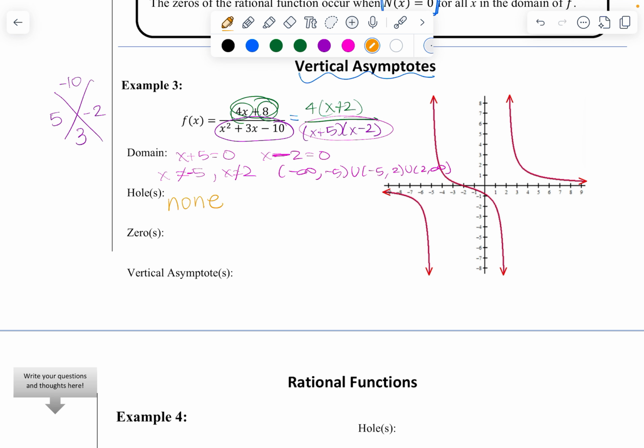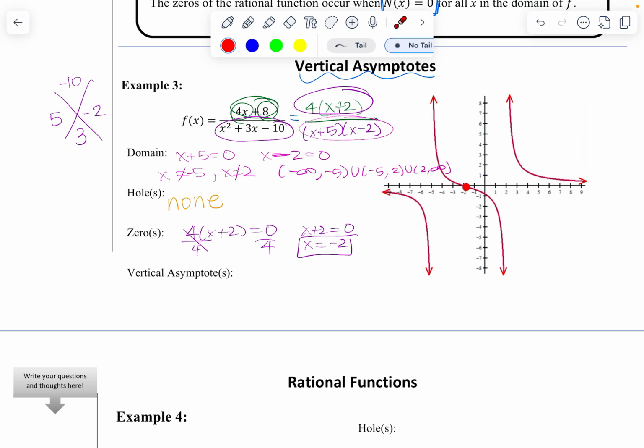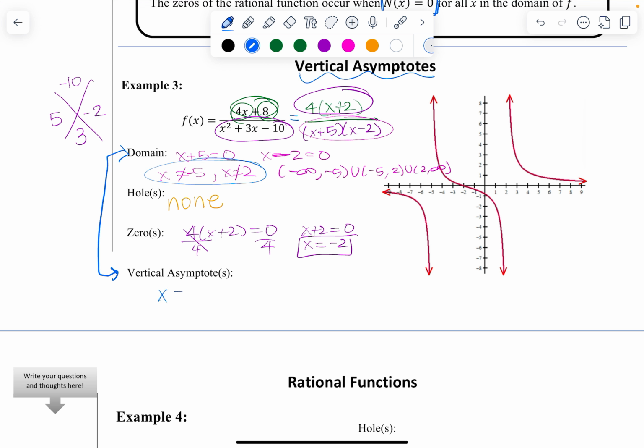No holes. Lastly, we're going to look for the zeros, and this is where we set the numerator equal to 0. So 4 times x plus 2 set equal to 0. If I divide both sides by 4, we get x plus 2 equals 0, which means x equals negative 2 as a 0. And if I look at my graph here, we see here's a 0, or an x-intercept at negative 2. Lastly, your vertical asymptotes. Remember that vertical asymptotes and the domain go together. Whatever the domain is not is where the vertical asymptotes are. So we know that's at x equals negative 5 and 2. And we can see that here on our graph.